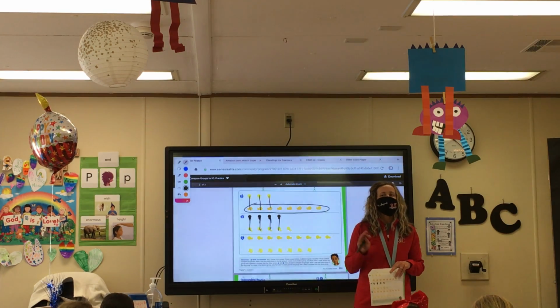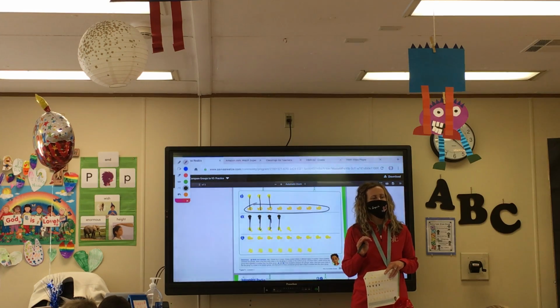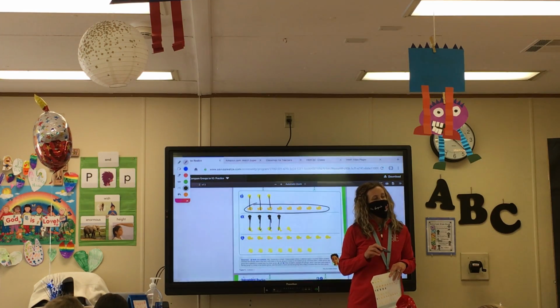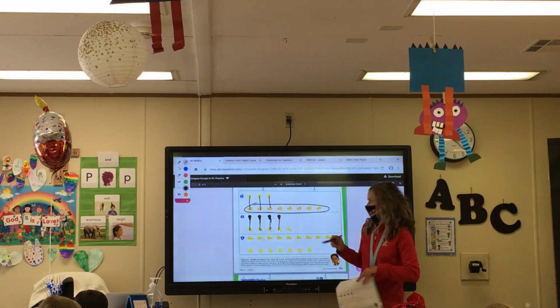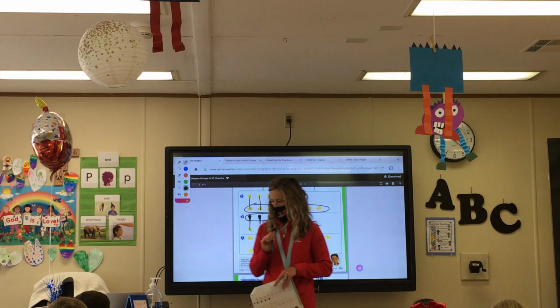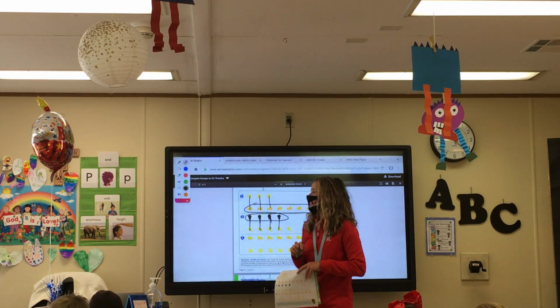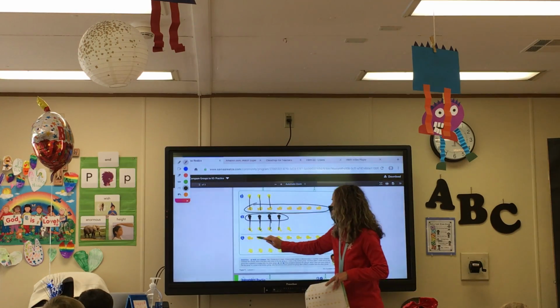So which group has less? The black chicks or the yellow chicks, Jacob? Which group has less? The black. Very good. So now we're going to circle the row of black chicks. That group has less. I apologize. You guys got that fixed? Okay. All right, so same thing for number 4. Match it one to one.